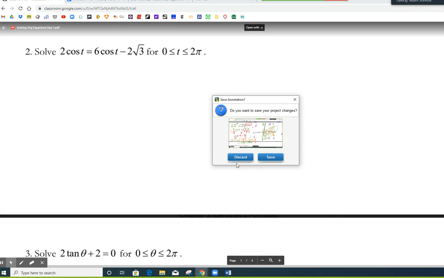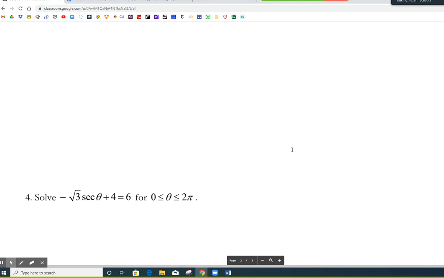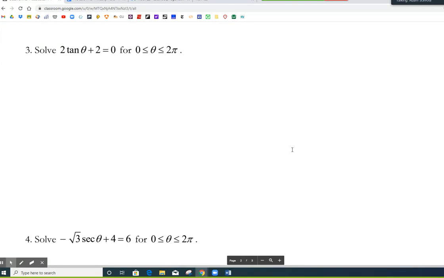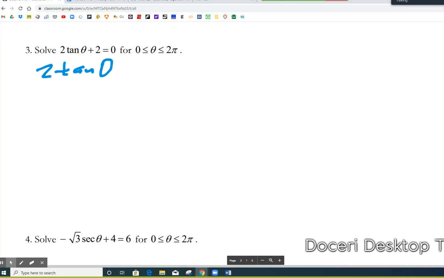For number 3, the first thing we're going to do is isolate the trig expression. In this case, the trig expression is the tangent of theta, so we need to get that alone. I'm going to do SADMEP: I'm going to add and subtract first, then multiply and divide. So if I subtract 2 on both sides, I get 2 tan of theta is equal to -2. Then divide by 2, and I get the tangent of theta is equal to -1.